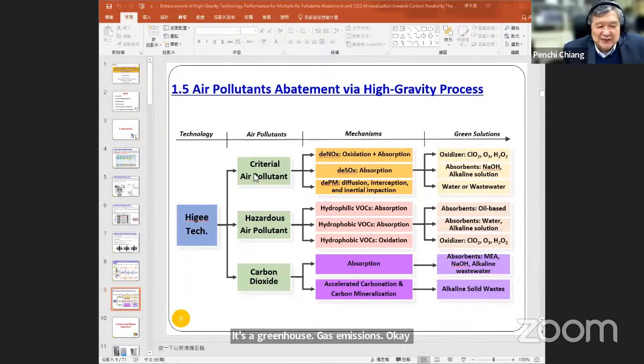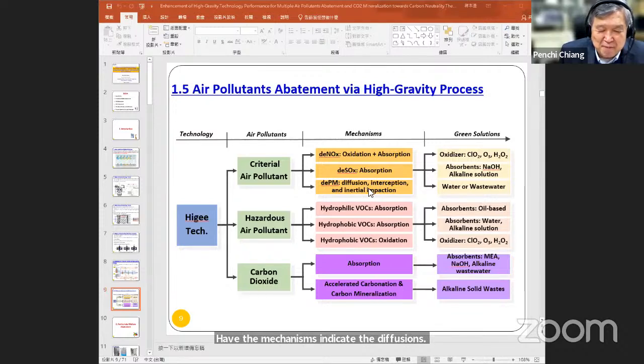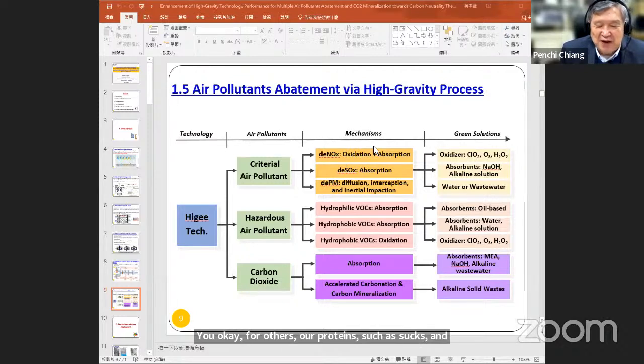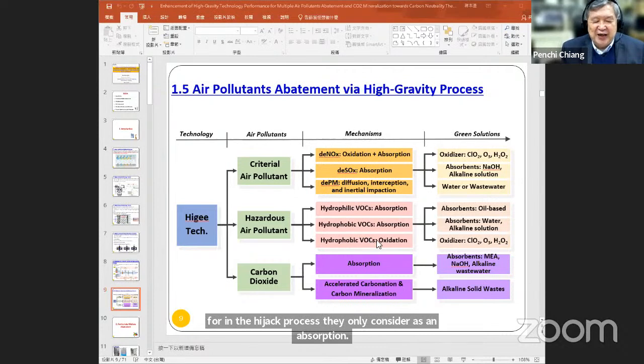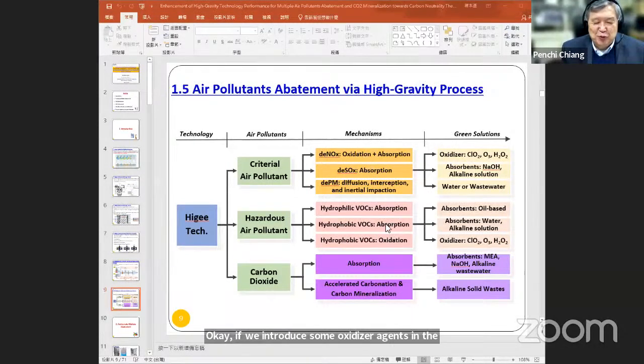For the mechanisms to control air pollutants, for example PM, the mechanisms include diffusion, interception, and inertial impaction. For other air pollutants such as SOx and NOx, you have to consider the principles regarding oxidation and absorption. For the hazardous air pollutants, generally, I believe in the G process, they only consider absorption. If we introduce some oxidizing agents in the reactors, obviously oxidation is going to be the dominant process. And for carbon dioxide, my research work focuses on absorption and adsorption.